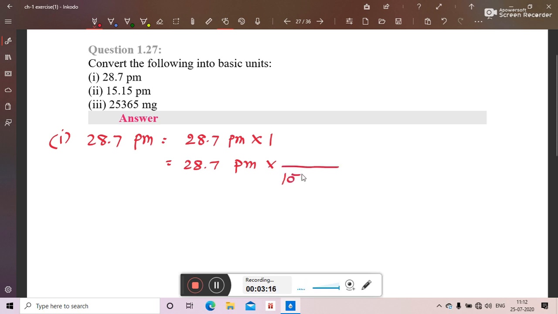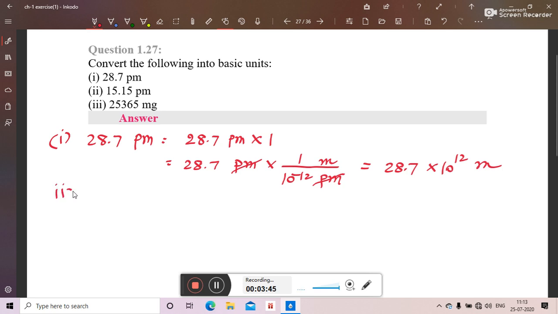The 10 raised to minus 12 picometer is equal to 1 meter. So that means 1 meter upon 10 raised to minus 12 picometer will be equal to 1. So this is the unit factor which we have to multiply. Now picometer is cancelled. So the answer will be 28.7. Now when you take 10 raised to minus 12 in the numerator, it will become 10 raised to plus 12 meter. So this is our answer.